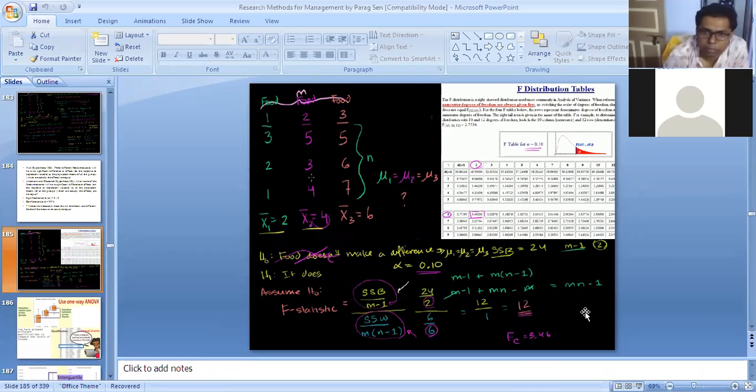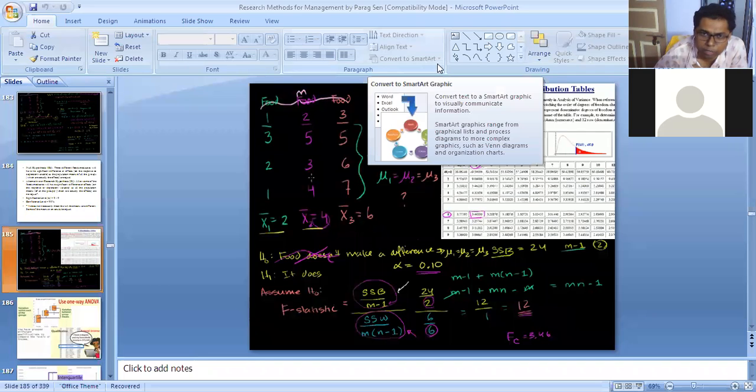3.12 is greater than 3.46. So you will reject your null hypothesis. That means your medicine has an effect on the difference. You will obviously have different population means, so obviously your medicine will affect differently in the three different groups.